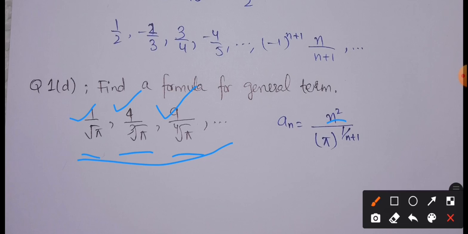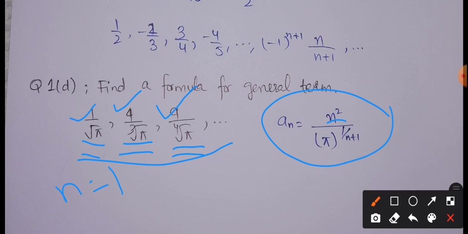So here we have n square divided by, now for n is equal to 1 we have index 2, that is the power 1 by 2. For n is equal to 2 the power is 1 by 3. For n is equal to 3 the power of pi is 1 by 4. So it means we can generalize it in the form n square over pi raised to the power 1 over n plus 1.